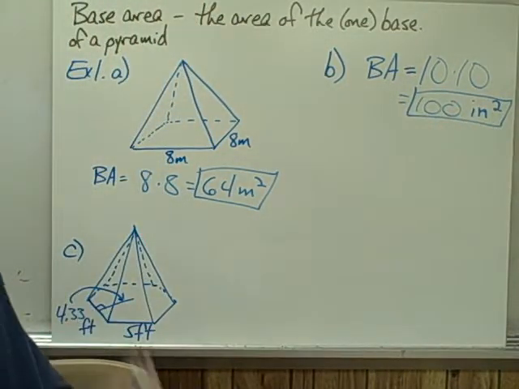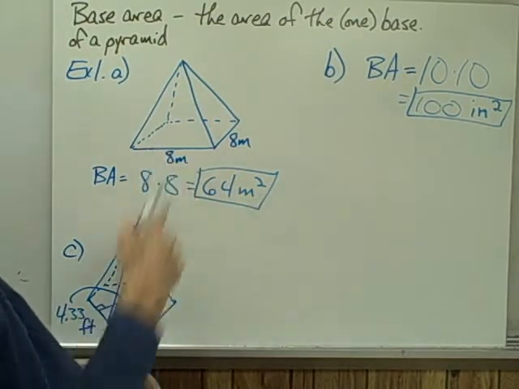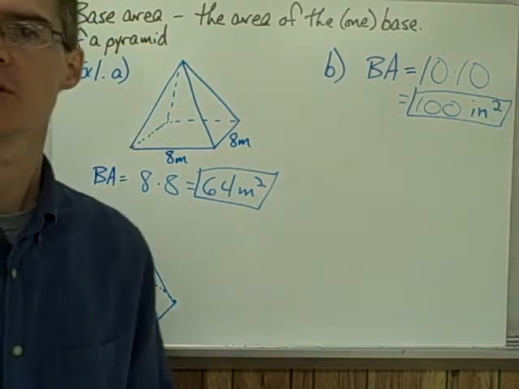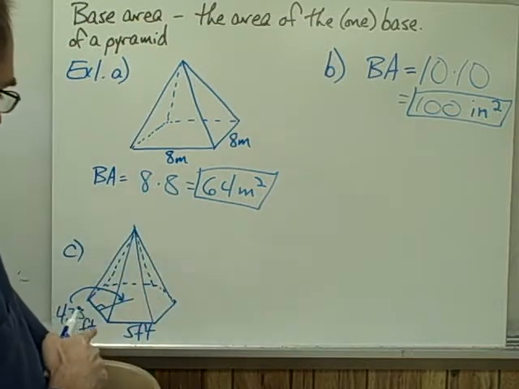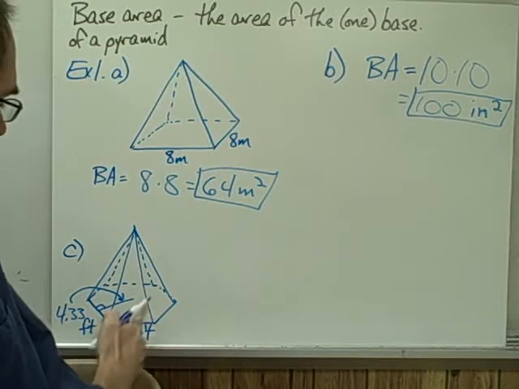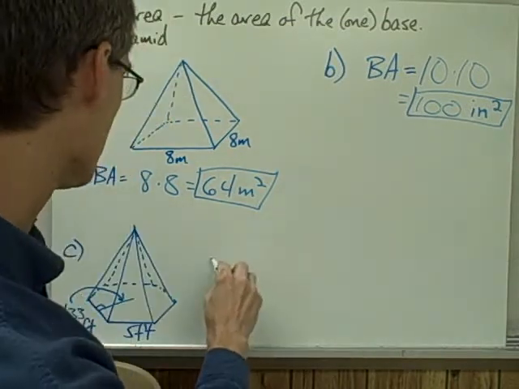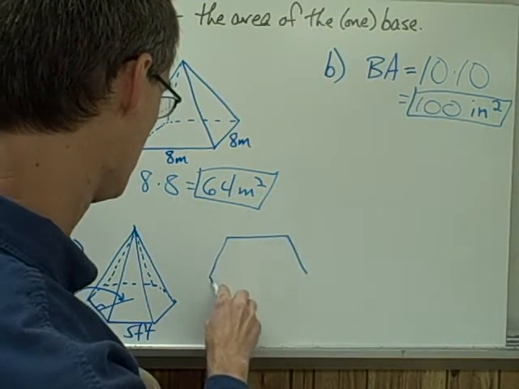Now, in example 1c, I have a hexagonal pyramid. And you'll notice in a lot of these drawings that I've left off some of the dimensions that are labeled on the pyramids in your notes. That's just because we're not going to be using all of the dimensions in each one of the examples. So for my hexagonal pyramid, I want to calculate the base area, which means I need to calculate the area of a hexagon. So let me draw my hexagon base out over here.